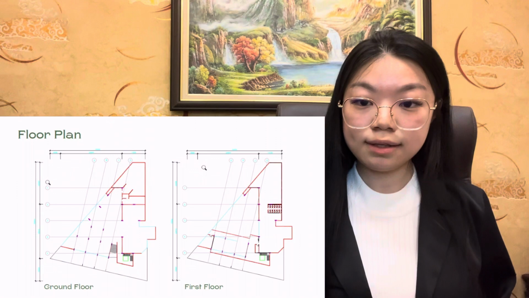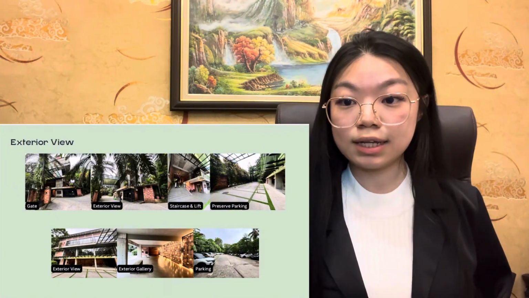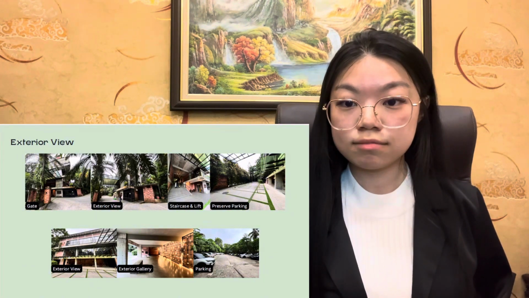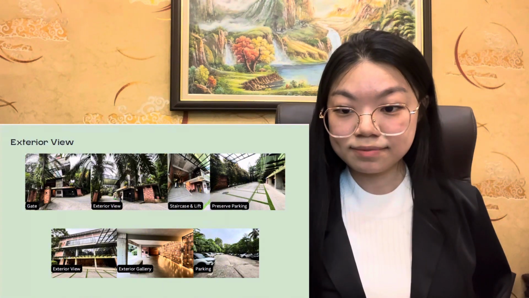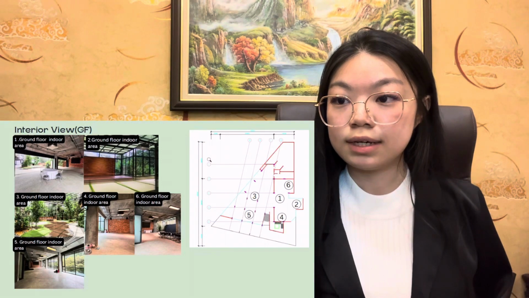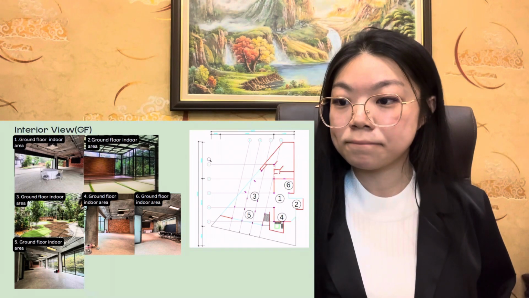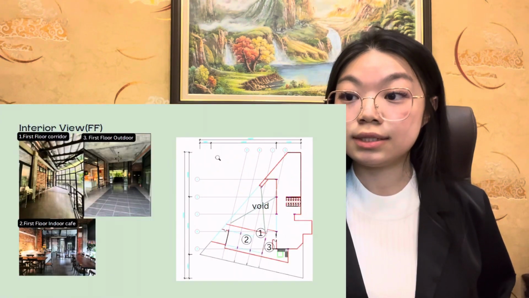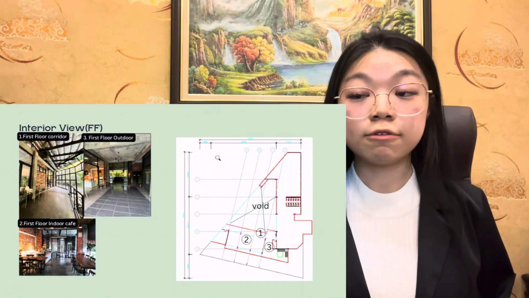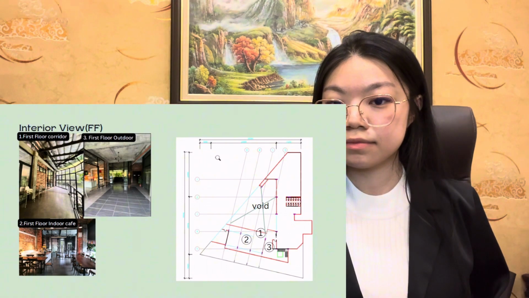This is the floor plan. This is the exterior view of Glass House. They have a staircase and lift. They also have parking, and preserved parking. This is the interior view of the ground floor. This is the interior view and exterior view of the first floor. For the first floor, they have an indoor cafe.